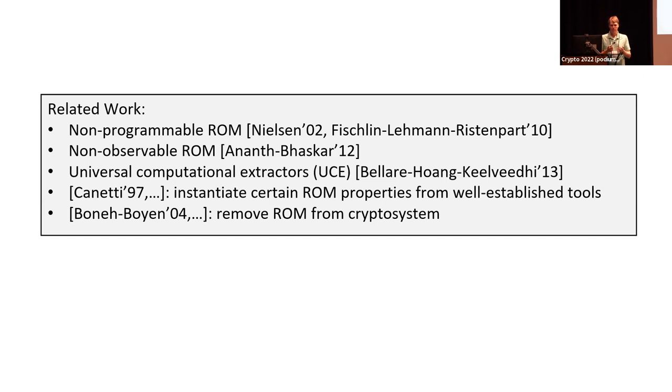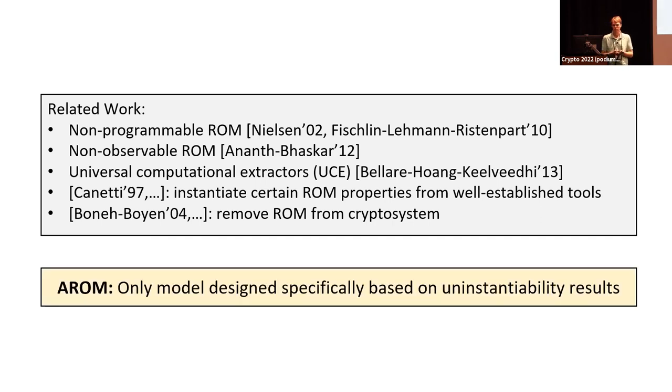And then there's just been a lot of work either trying to directly instantiate random oracle model properties from well-established tools, or just removing the random oracle model heuristic altogether, but these usually result in much less efficient protocols. So the advantage of the augmented random oracle model is that we specifically designed it with the uninstantiability results in mind and designed it to circumvent all of the ones we know.